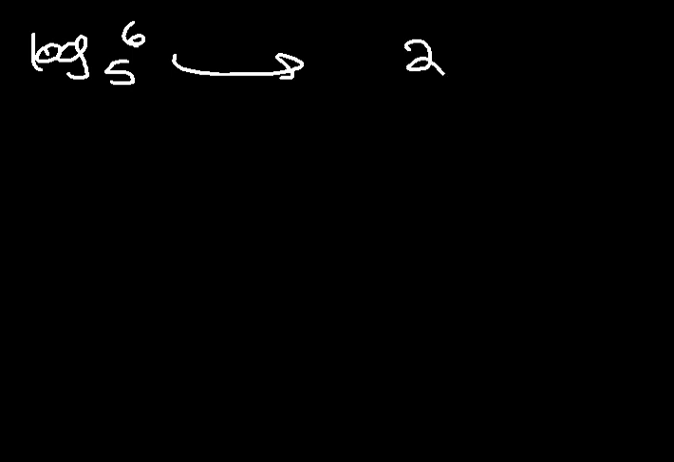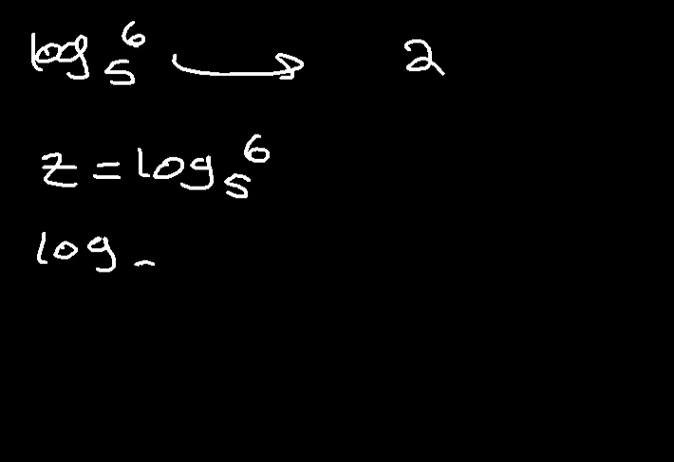How about we have this? Let's say we have log base 5 of 6. How can we have this in, let's say, base 2? So now the principle remains the same. We express this in the form of the exponential equation, in the sense that z is equal to log 5 of 6, and this is the same as log 5 of 6 equal to z times 1.